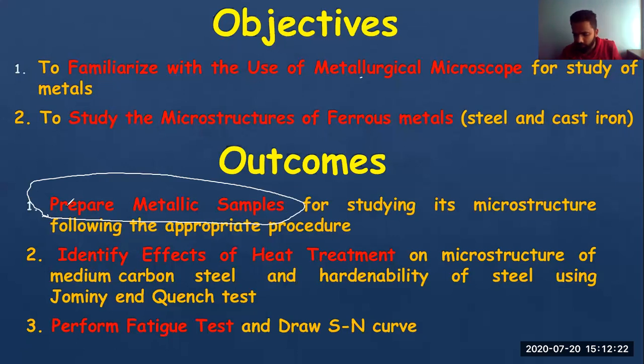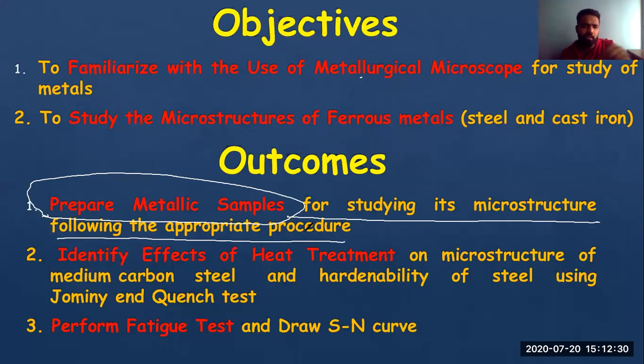That is already written, you can see here: prepare metallic sample for studying its microstructure following the appropriate procedure. So there is some procedure. We will list down the procedure as we go down the line. So first, what you have to understand is you have to prepare the metallic sample, and view its microstructure, and you have to know the procedure for preparing the metallic sample.